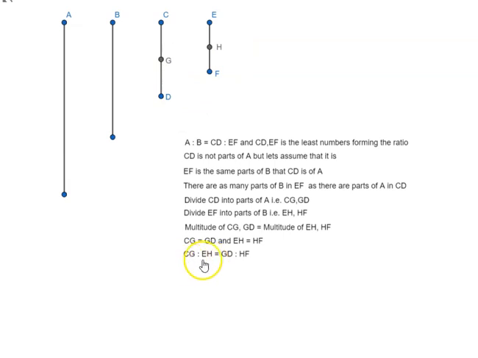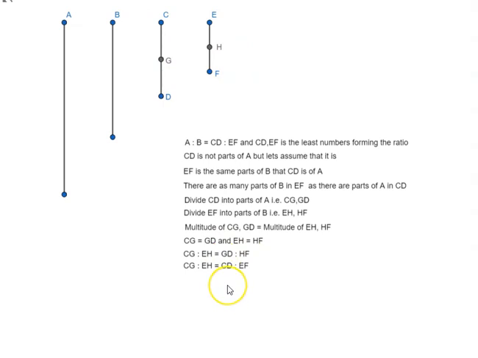Antecedent, consequent. We can take one of the ratios and it will be equal to the sum of the antecedents to the sum of the consequents. So we can write it as CG is to EH is equal to CD is to EF. From where did the CD is to EF come? CG plus GD is CD. EH plus HF is EF.